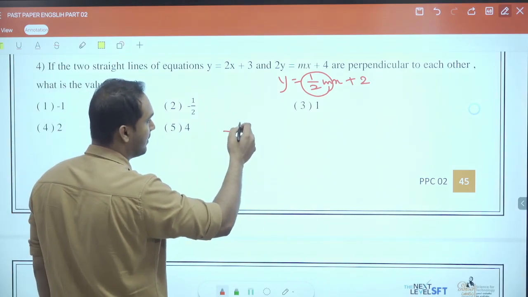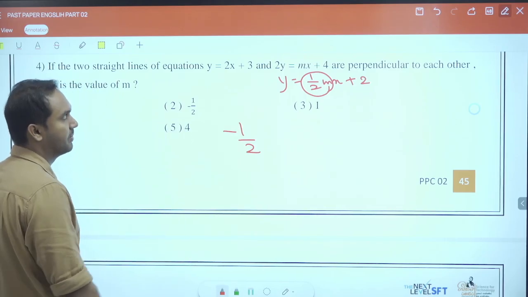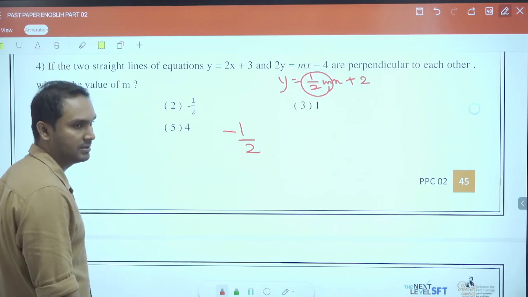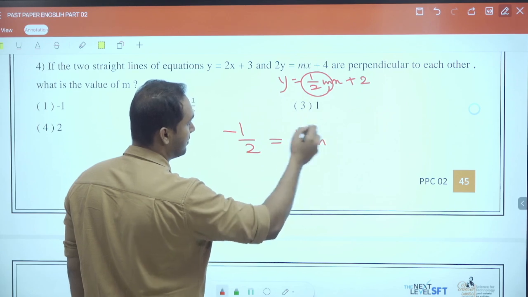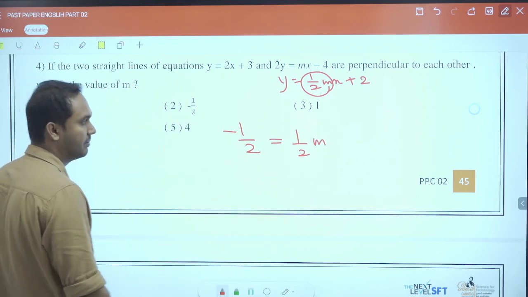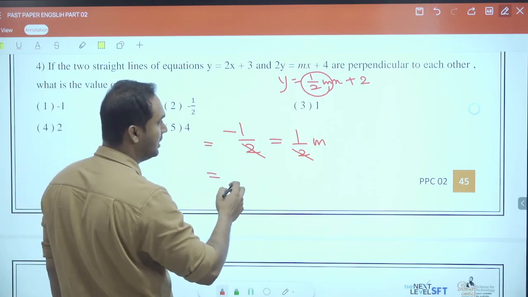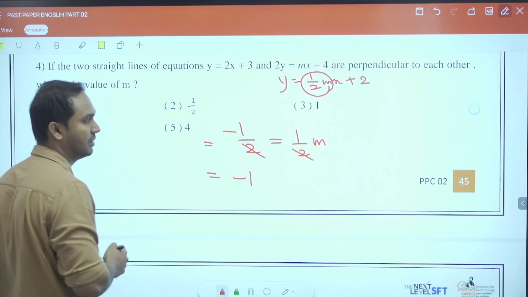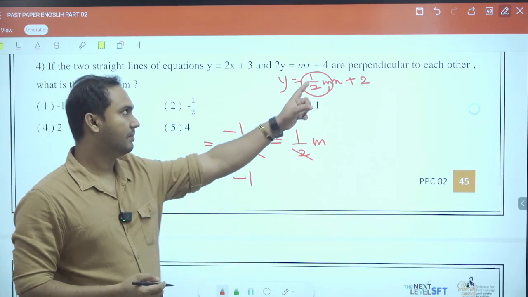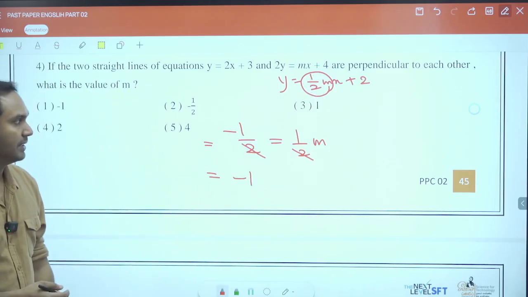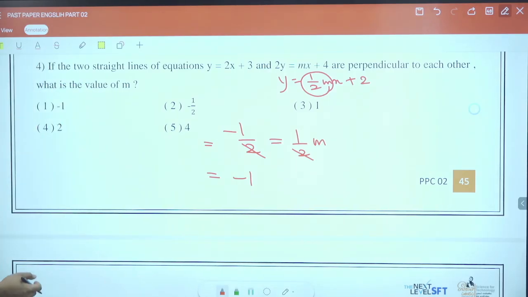The minus reciprocal of the gradient 2 is minus half. That should be equal to what? Half m, isn't it? Now what happens? The 2s cancel out. So m should be minus 1, isn't it? When m is minus 1, multiplied by half will be minus half, which is the minus reciprocal of this. So the answer should be minus 1. Understood it?